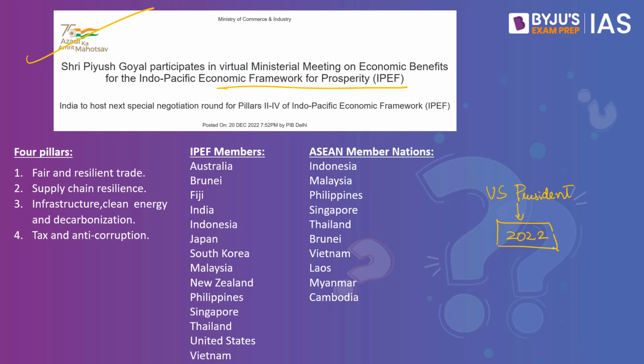And this has 4 pillars of work. What are they? They are fair and resilient trade, supply chain resilience, infrastructure, clean energy and decarbonization, tax and anti-corruption. So, it basically works on shared objectives around trade facilitation, standards for digital economy, technology, supply chain resiliency, clean energy, worker standards and also other areas of shared interests.